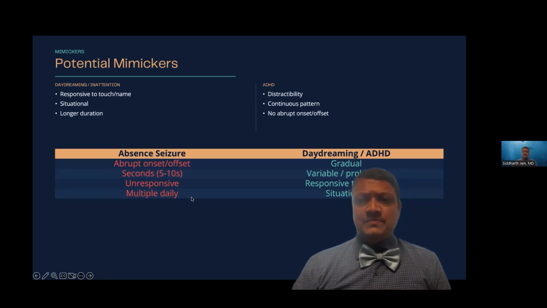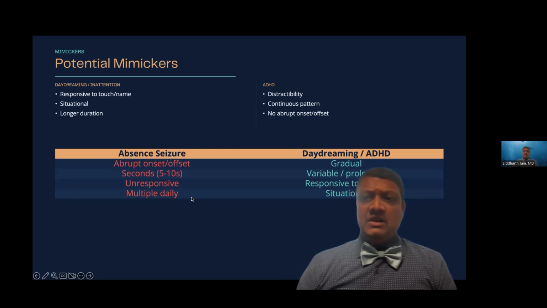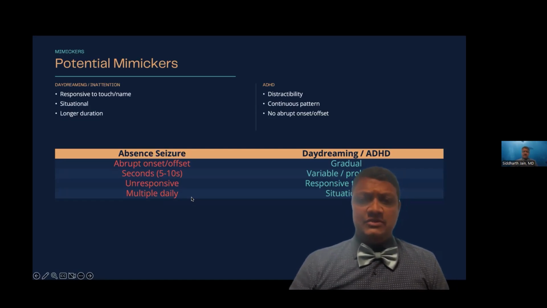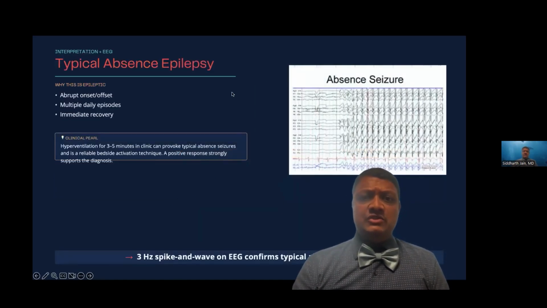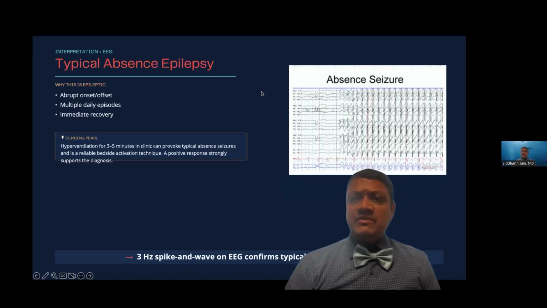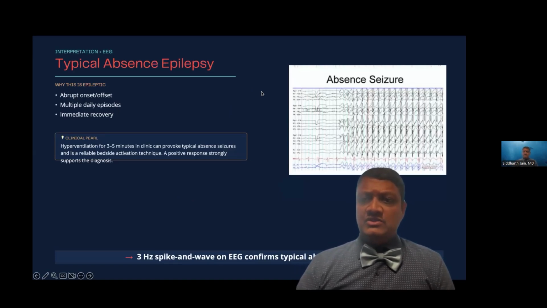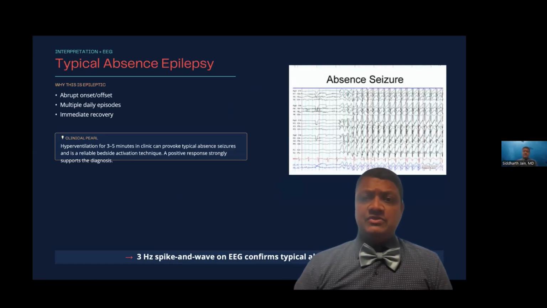clinches the diagnosis. On the other hand, complex partial seizures, they will tend to be longer, less frequent, and often have a post-ictal period. The EEG can readily make that diagnosis. So let's get an EEG. And here, as we see, it shows the classic 3-Hz spike wave pattern, and we were able to provoke them with hyperventilation. This is classic staring spells, abrupt onset and offset, multiple daily episodes.